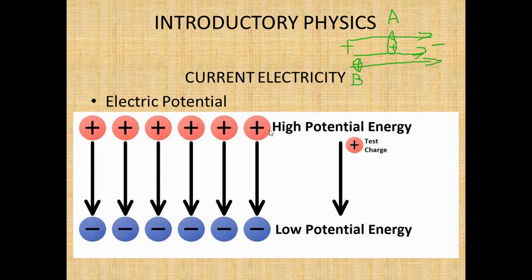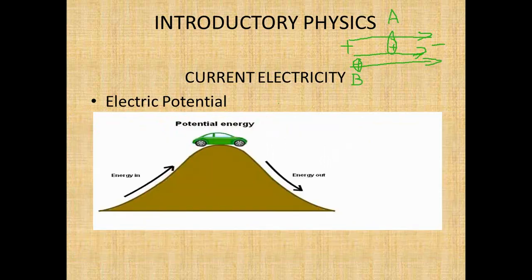But once you get it up here, your test charge is now going to have high electric potential energy. And then once you release it, the natural tendency is for it to be repelled and attracted to the low potential energy. Okay, so that is what we call electric potential. Okay, and similarly, as I was trying to point out, if you want to get a car or an object up a hill, you're going to have to do a lot of work to get it up on the hill.